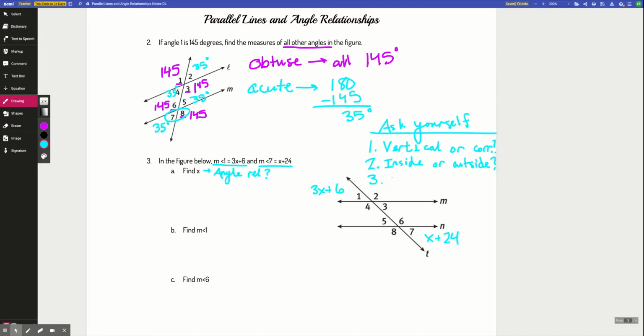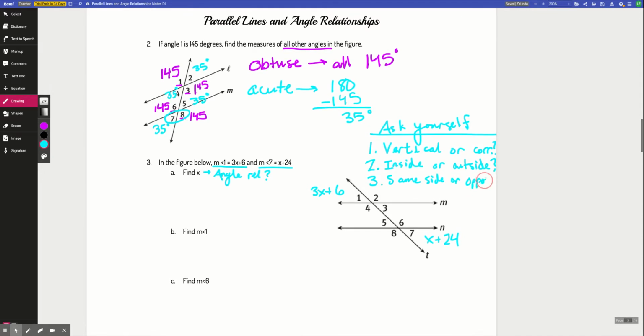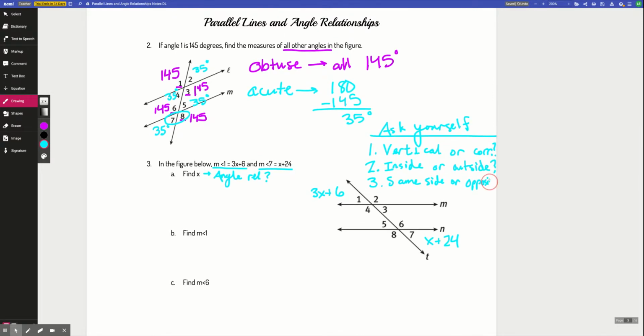And then my third question is, are they on the same side of the transversal or opposite sides? My handwriting is getting smaller and smaller as I run out of space here. Okay, so same side or opposite sides. And these are on opposite sides.